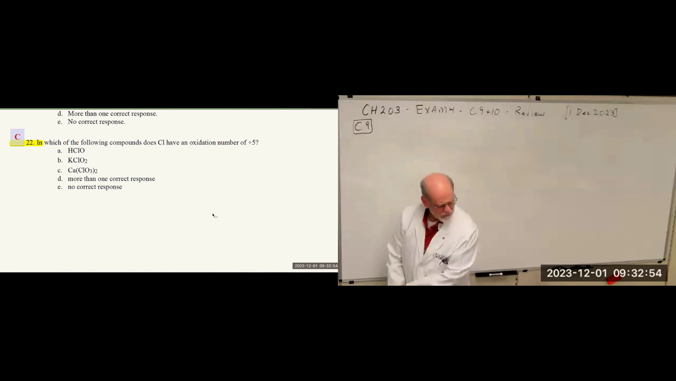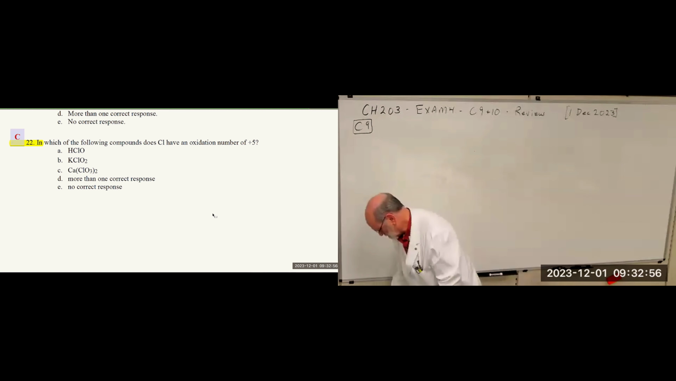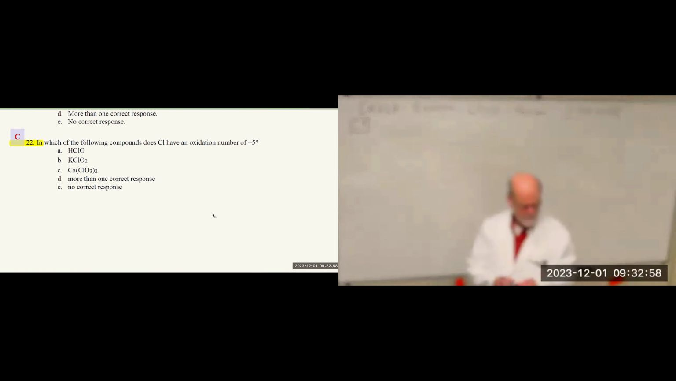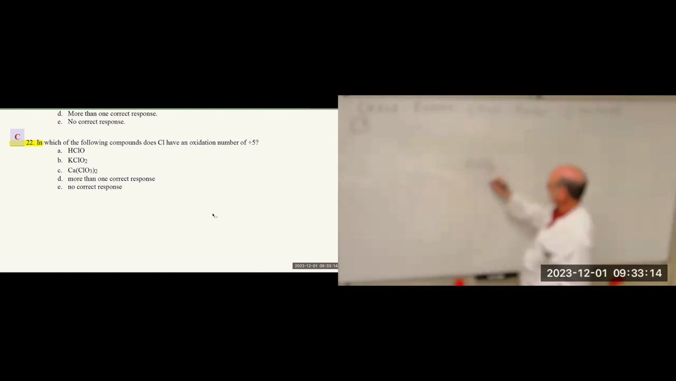Okay. Calcium chlorate is true. C is +5. Let's look at B. KClO2, right? KClO2. Okay, so this is a -2 for that oxygen, which is a -4 total. This one's a +1. So that's a -4 is -3. This one has to be a +3.